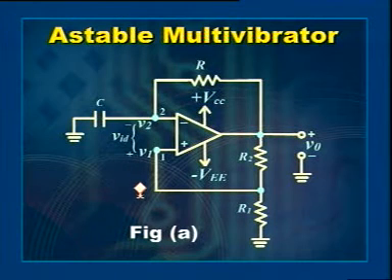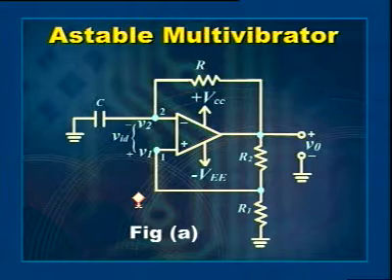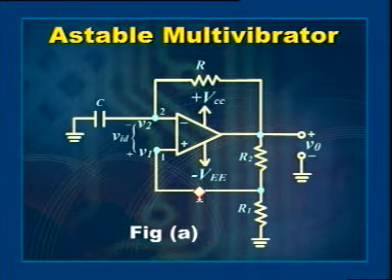The time periods for the on and off states of the square wave generated by the astable multivibrator are fixed, as per the design of the astable multivibrator. Now let us discuss the astable multivibrator operation. The circuit diagram of the astable multivibrator is as shown in the figure.